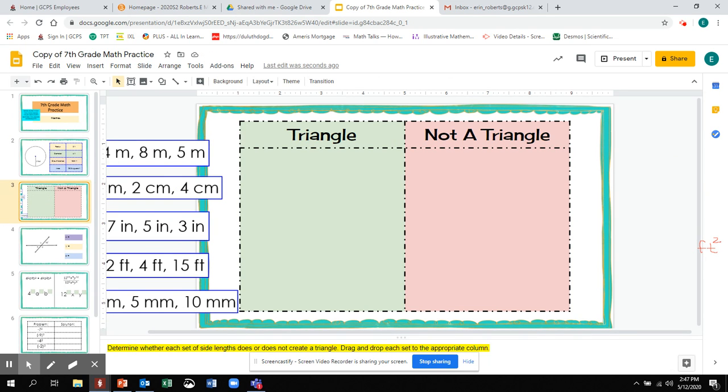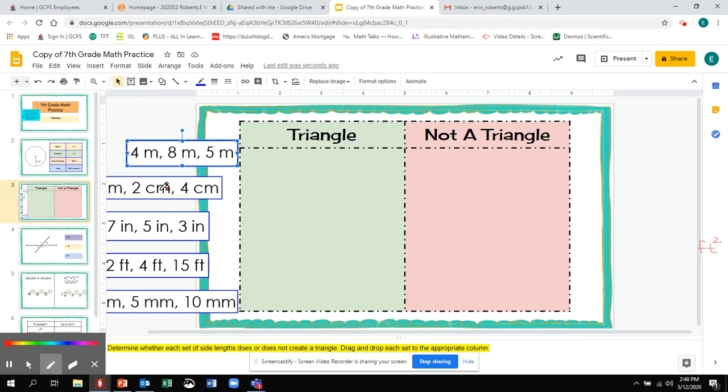Now for our next slide, we're going to look at what side measures make triangles and what side measures do not make triangles. If I remember my triangle inequality theorem, it says that if I take my 2 shortest side lengths and add them together, they should be greater than my third side length. So whenever I'm doing this, I always need to start with my 2 shortest side lengths. In this case, it's 4 and 5. So because they are my 2 shortest, I know that if I add them together, they should be greater than my third side length. And the third side length on this triangle is 8.